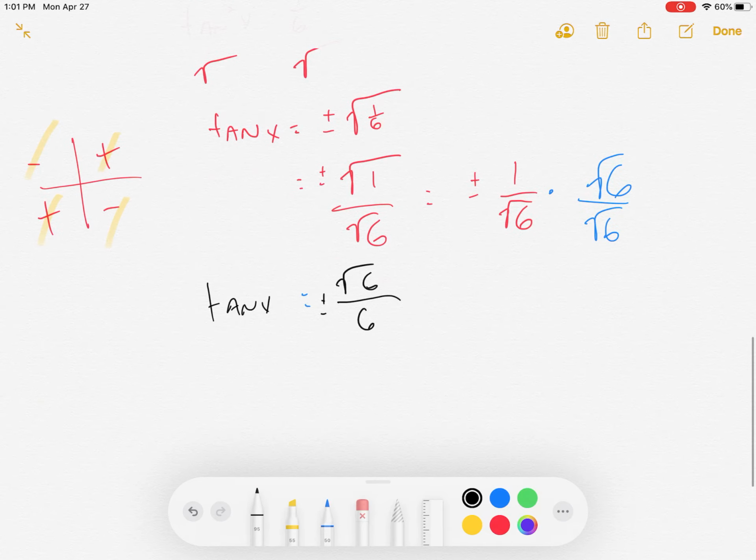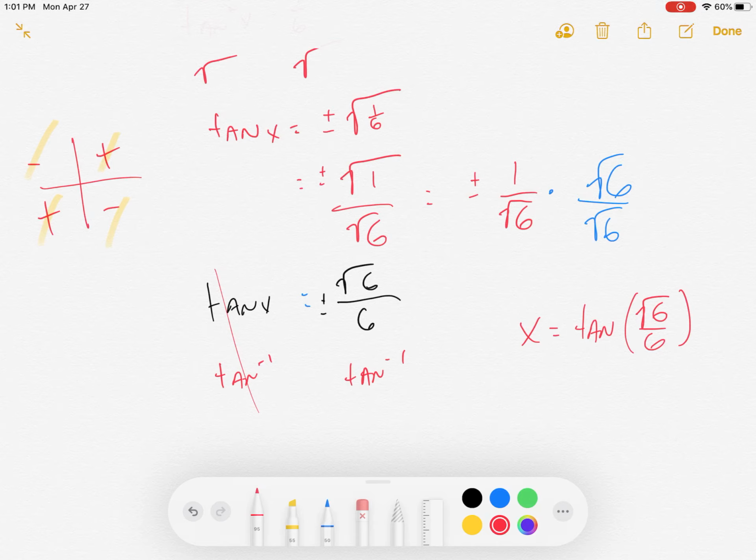Now you got to get x by itself. So we're going to take the inverse tangent of both sides. They cancel. You're left with x equals the inverse tangent of the square root of 6 over 6. How the heck do you type that into your calculator?